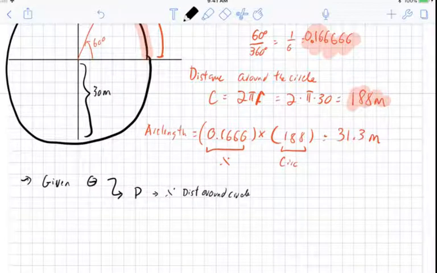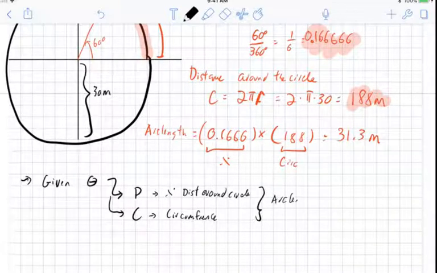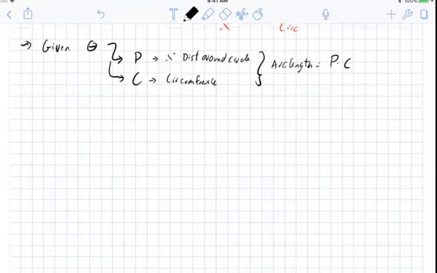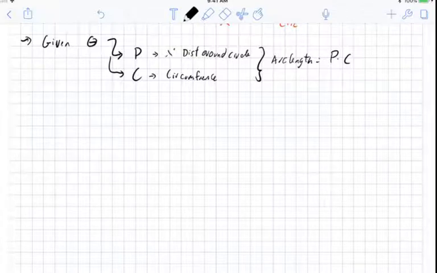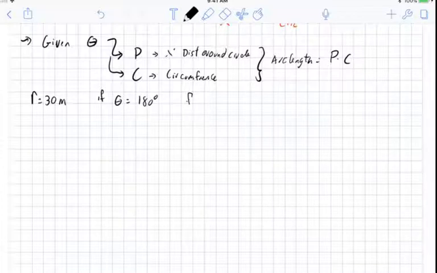Then we calculate the circumference. And then the arc length is these two numbers multiplied together. Why don't you try a couple questions? So let's try this. The radius is equal to 30 meters. If theta is equal to 180 degrees, find the arc length.